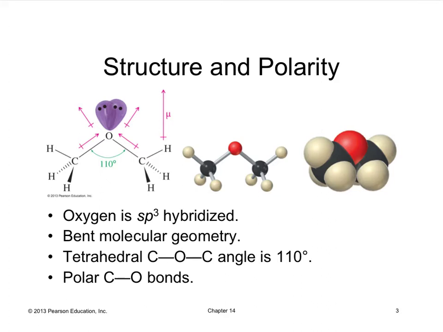In terms of structure and polarity, there is a dipole. The dipole goes from your methyl groups toward your oxygen, toward the electrons, and you have an overall dipole moment going in this direction. There's an angle of 110 degrees, and therefore it is bent in terms of molecular geometry. These are sp3 hybridized, and it's polar.